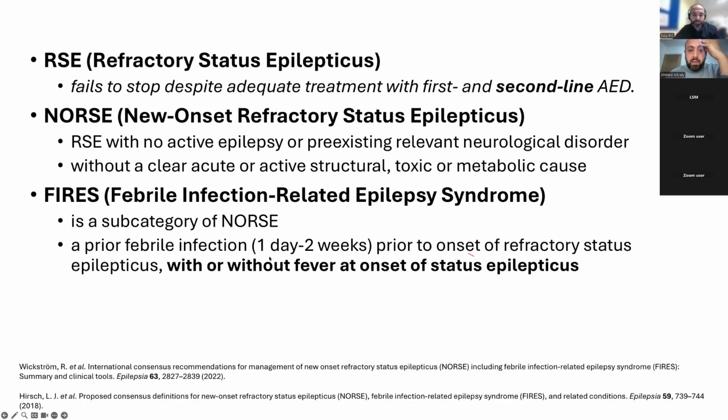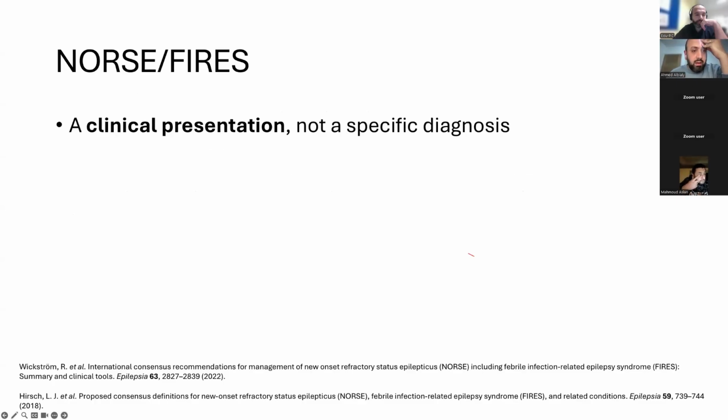Usually there is a prior febrile infection, 1 day up to 2 weeks prior to onset of refractory status, with or without fever at the onset of status epilepticus. So the child can still present without fever, but they have treatment refractory status epilepticus. Again, with no background history of a neurological disorder, and your initial workup is normal.